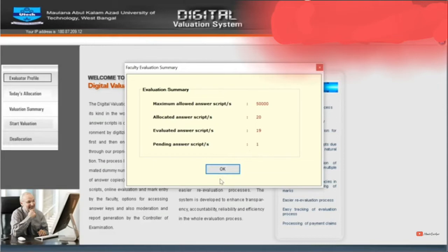This 4 pending papers, this happened with me also. In a particular stream, I'm not going to take the name, those 4 papers were remaining, and I tried to allocate those papers to my email, to my DVS system, almost 50 times, but I failed. So the evaluation of those 4 papers was not possible by me. As a result, the result has been withheld, and until the total system generates and evaluates every student's result, it is not going to be published.